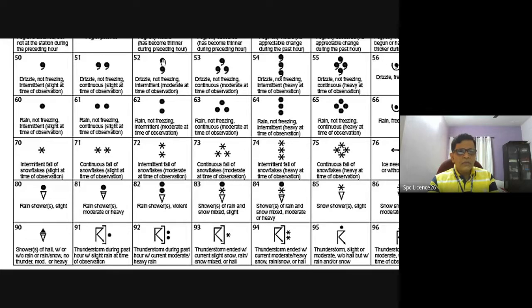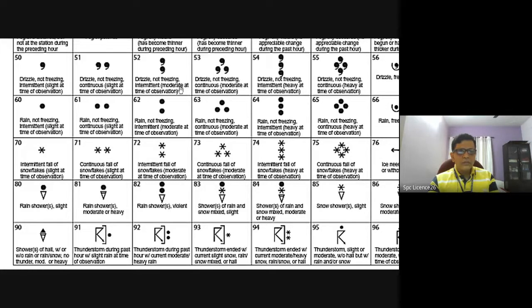Then we move to one above the other: drizzle, not freezing, intermittent. Drizzle, not freezing, intermittent, moderate at the time of observation. This is slight, this is moderate. So it has increased from slight to moderate. You'll see the same thing: rain, moderate; snowflakes, moderate at the time of observation.